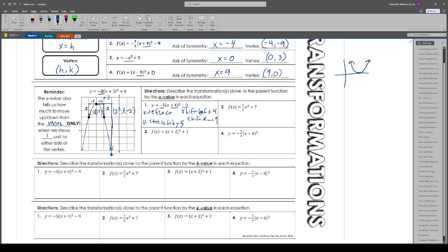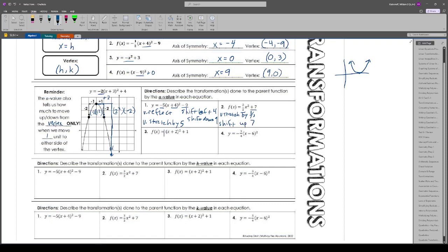So we can describe all the changes, not just the A ones. On this one, we have 3 halves. That is greater than 1. That's like 1.5. So we have a vertical stretch by 3 halves. We don't have a reflection. We don't have a horizontal shift, but we do have a vertical shift up 7.